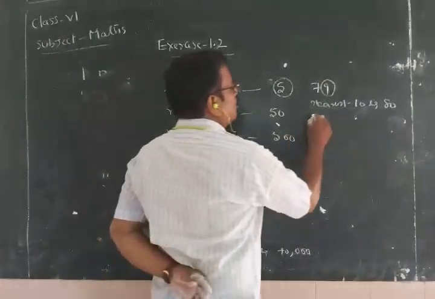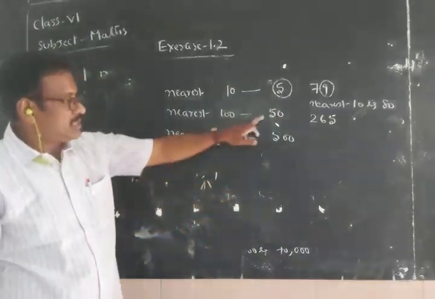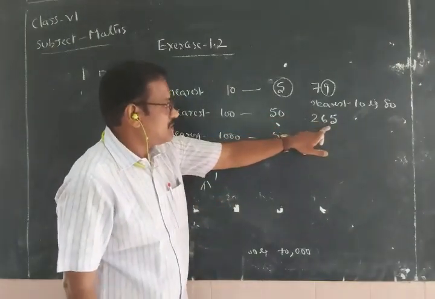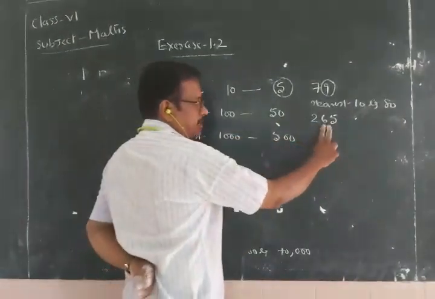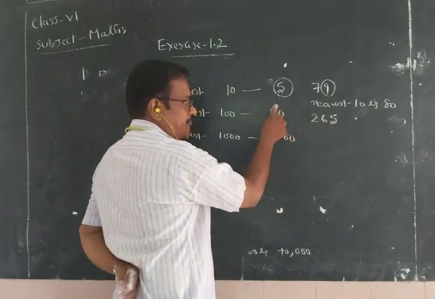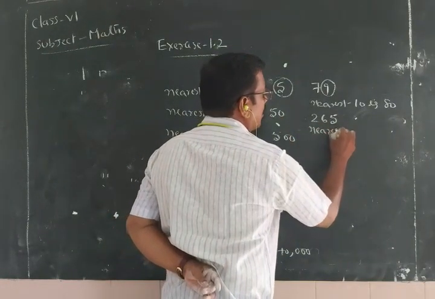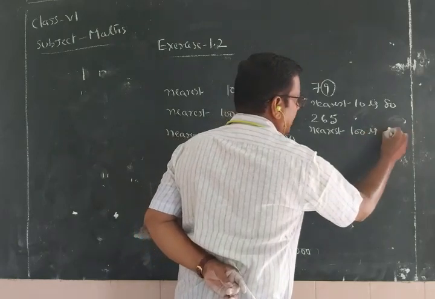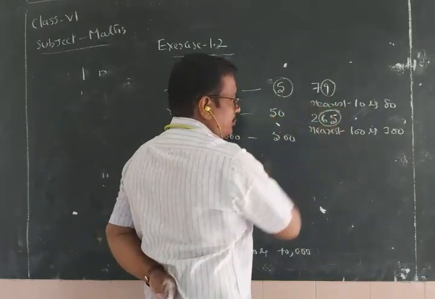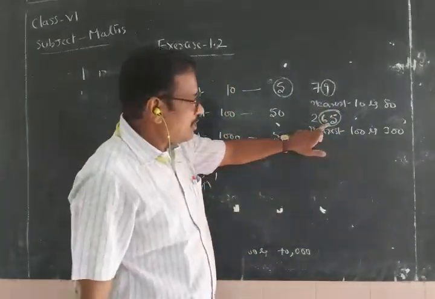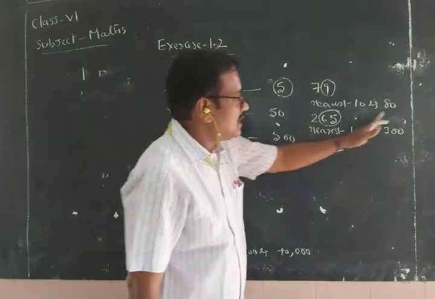Suppose this is 265. Nearest 100. I check the nearest 100. In 265, the last two digits stay 65. 65 means it is above 50. So what is the nearest 100? The nearest 100 is 300. Why? You take the last two digits, the number 50. Is it 50 below or 50 above? 65 is above 50. The nearest 100 is 300.